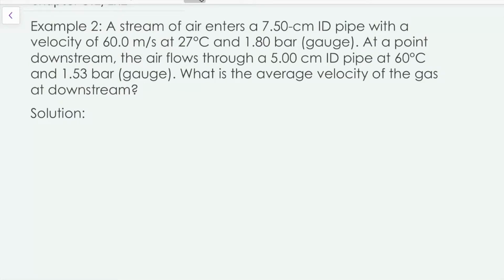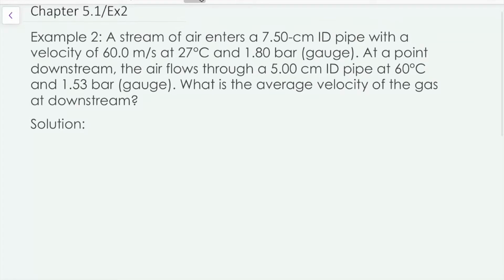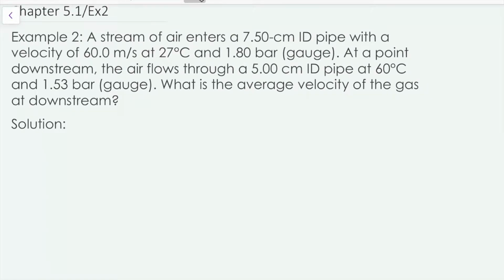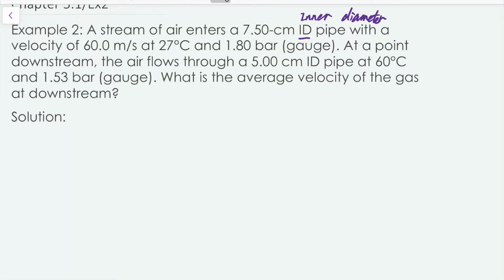We're gonna try another example with application of ideal gas law. Given a stream of air enters 7.5 cm ID pipe. When you see the pipe with the ID, it means inner diameter. Okay.